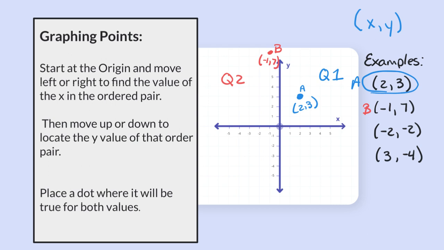Third point, we'll call this guy C. So again, always starting at the origin, okay? First number, -2. So I'm going to go left or right to find -2. Well, -2 is to my left. Now, my second number is -2. Y value is -2. So I'm going to go up or down. Well, negative is down. So 1, 2, right here, down -2. So this point, -2, -2, it's point C.